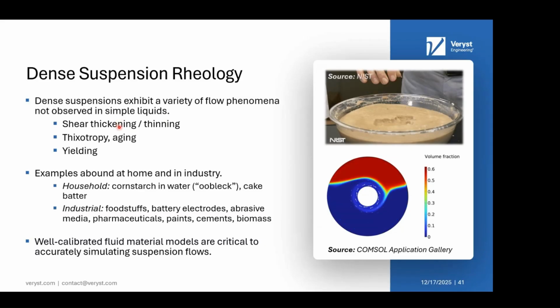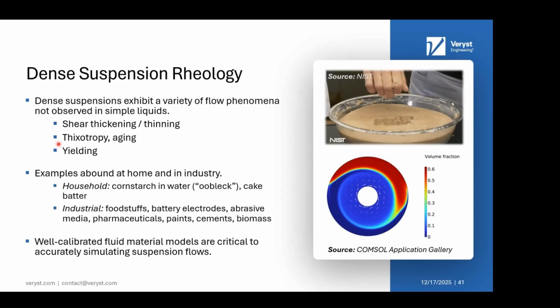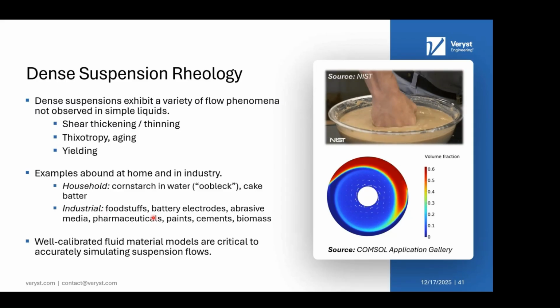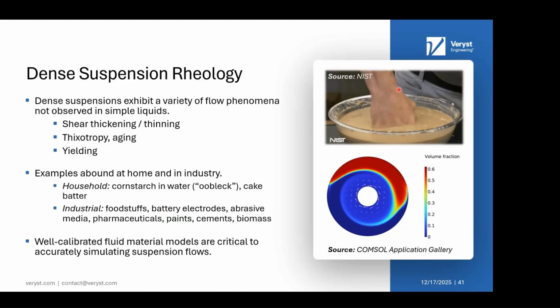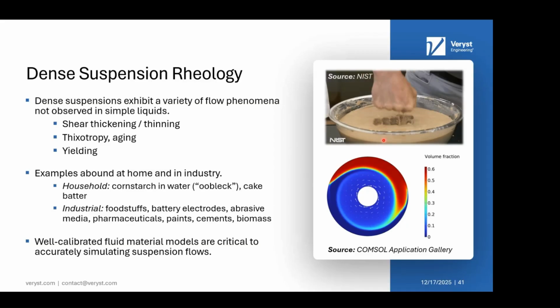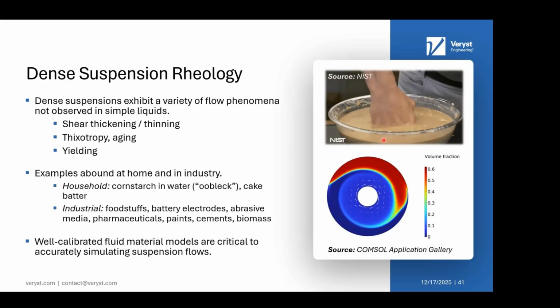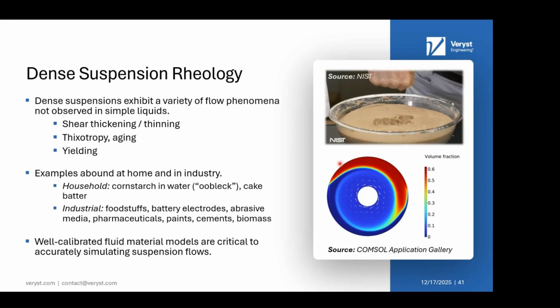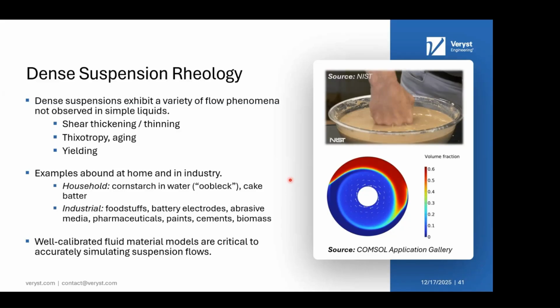Shear thickening and thinning, thixotropy and aging, yield stresses and pastes. Toothpaste is an example of a yielding material. And you see these all around the house. So cornstarch and water is a canonical example of a dense suspension where, here is an example from the National Institute of Standards and Technology, cornstarch in liquid, if you shear it very gently, behaves like a liquid, but if you apply a strong force, it will act like a solid. That's called discontinuous shear thickening. Because you have very complex material property phenomena, these have to be calibrated by experimental measurements and also microscale models.